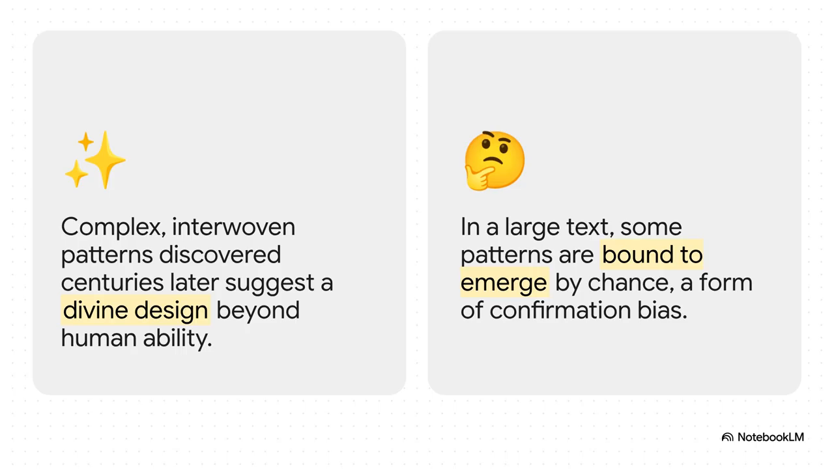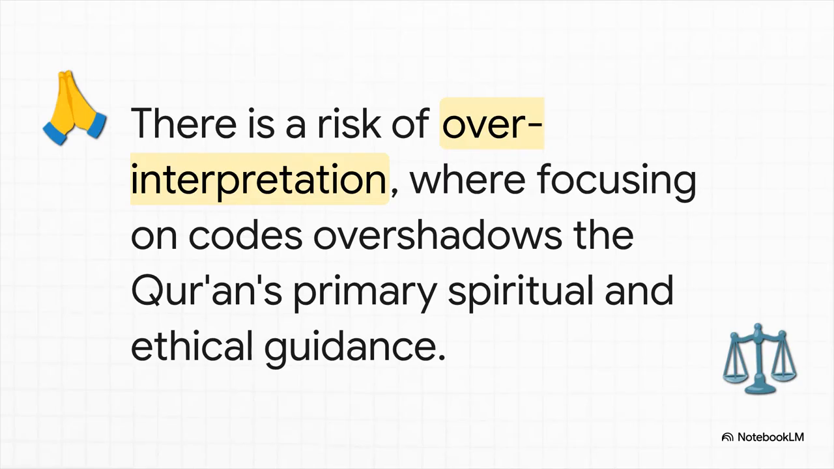Are we discovering something that was intentionally encoded, or are we just using modern math to describe properties that were already there? And it's worth noting there's a bit of a caution that comes up in the research, even from proponents. There's this idea that you don't want to get so caught up in decoding numbers that you lose sight of the text's main purpose, its spiritual and ethical teachings. It's all about finding a balance.